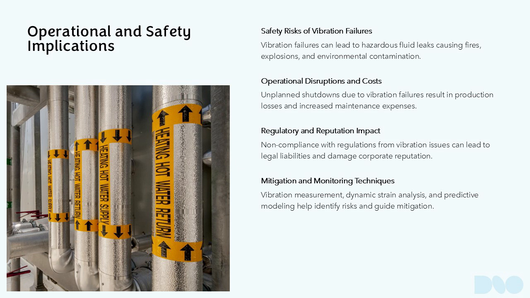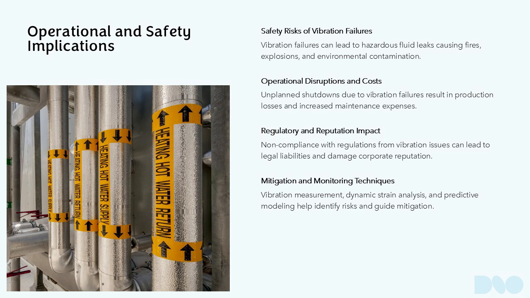The consequences of vibration-related failures extend beyond mechanical damage. Safety risks include the release of hazardous or flammable fluids, which can lead to fires, explosions, and environmental contamination. From an operational perspective, unplanned shutdowns due to vibration-induced failures result in significant production losses and increased maintenance costs. Regulatory compliance may also be compromised, exposing operators to legal and financial liabilities. Furthermore, vibration issues can erode stakeholder confidence and damage corporate reputation.